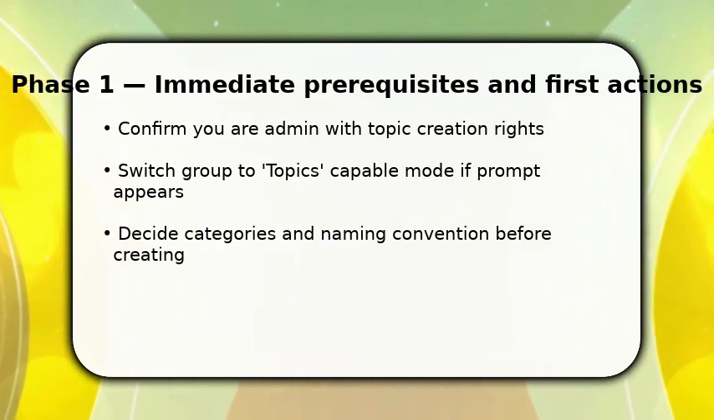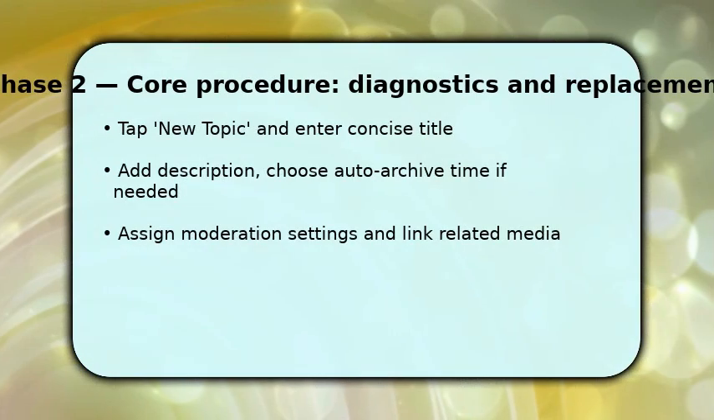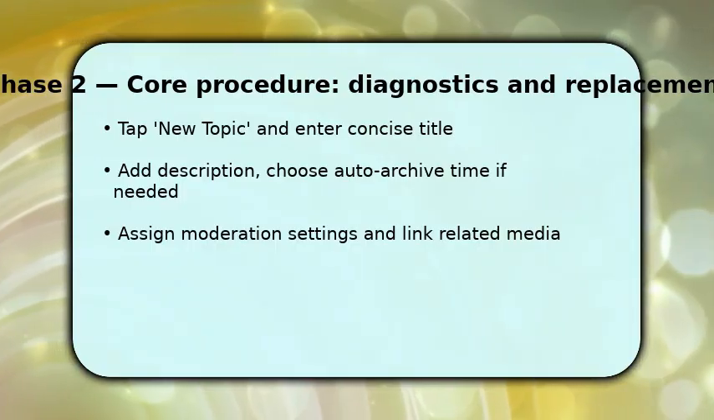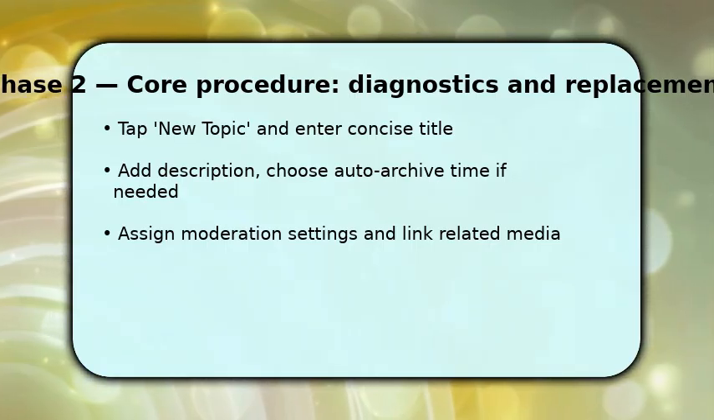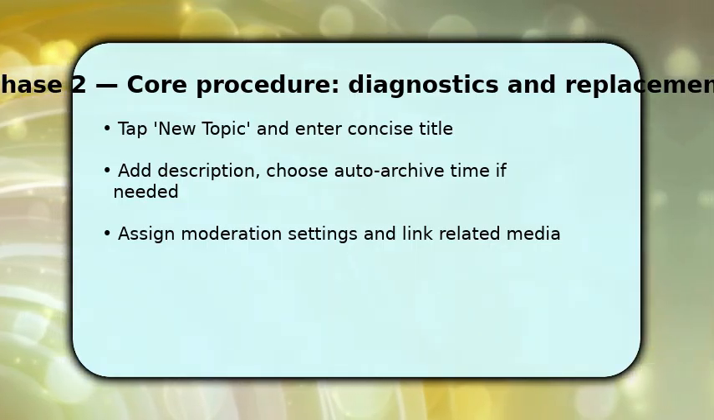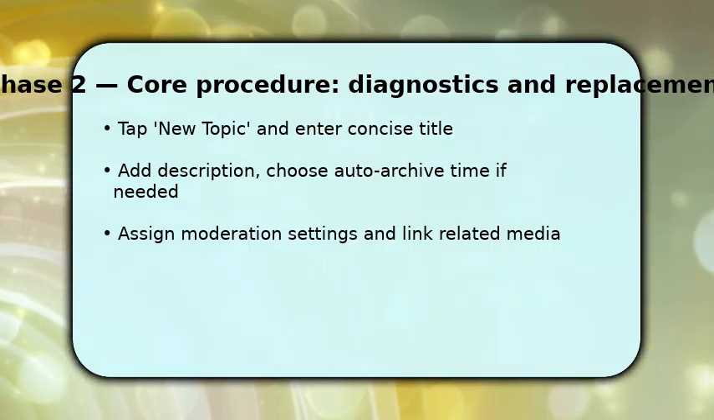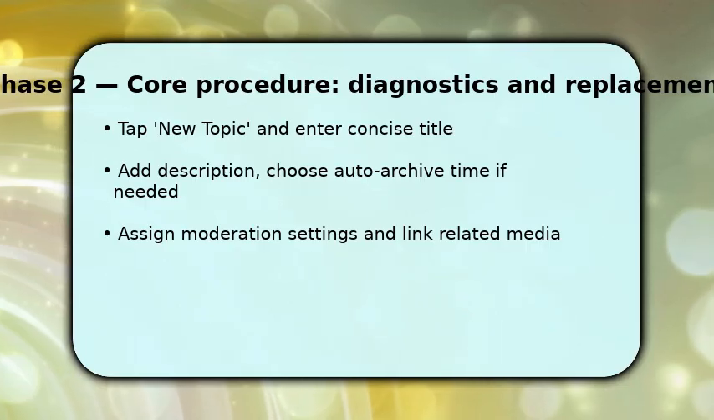You tap New Topic and enter a concise, searchable title. Explain why the topic exists in the description so members know the purpose. Next, add media or a starter message to guide discussion. Choose auto-archive duration thoughtfully so inactive threads close.